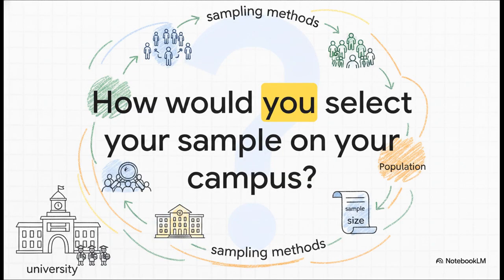Before we wrap up, I want to leave you with one final thought experiment to ponder. Think about your own university for a second. If you were going to research a brand new student trend right here on your own campus, knowing everything you know now, how would you select your sample? Would you use simple random sampling or maybe convenience sampling? Who would your population be, and what formula would you use to find your exact sample size?